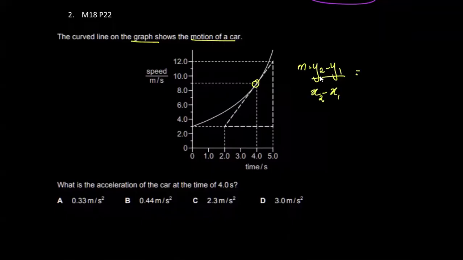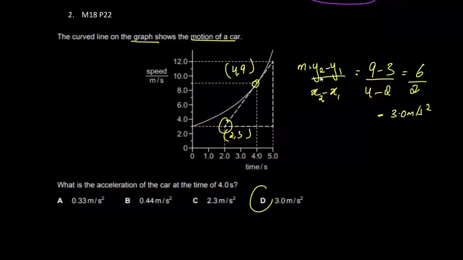The easiest thing you can do is you can just take this 4, 9. This is 1 point, and you can take this. This is 2, 3. We just have to substitute the values: 9 minus 3 over 4 minus 2. So the answer is going to be 6 over 2, and the acceleration is 3 meters per second squared.